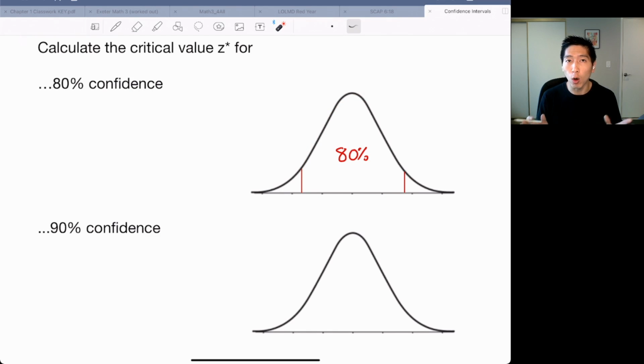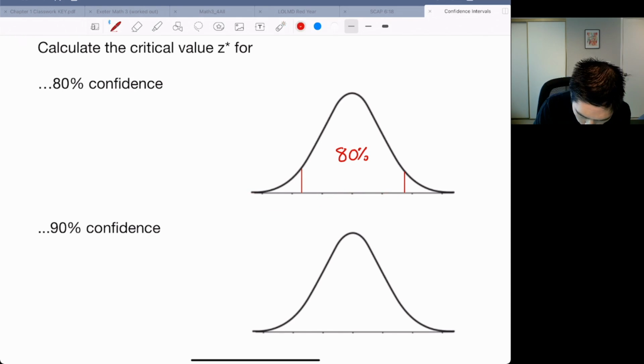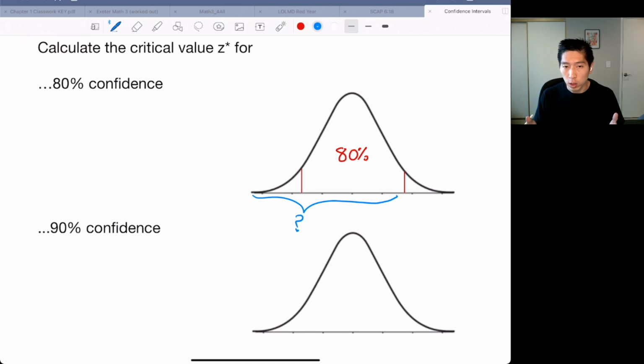Unfortunately, the calculator always goes from left to right. So we have to figure out what percentage of the normal distribution goes from the left to the right there. We are assuming that's symmetric. So if the middle is 80%, we can assume that there's 10% on the left and 10% on the right. Altogether, that added to 100%. So going left to right, we know that it's going to be 90%. And that's the number we're going to put in our calculator using the inverse norm.